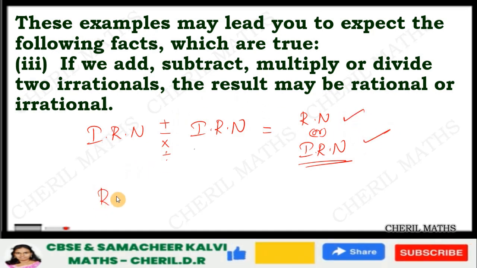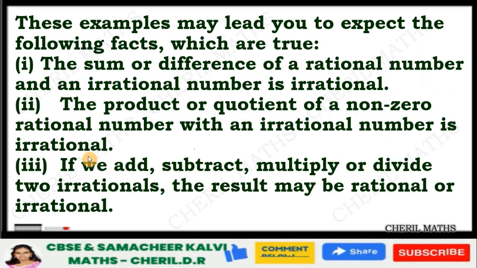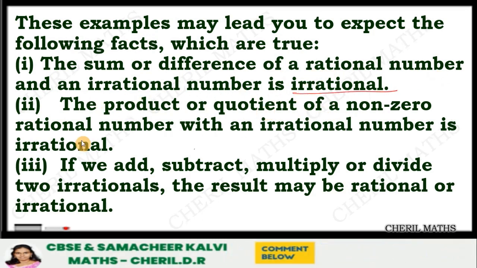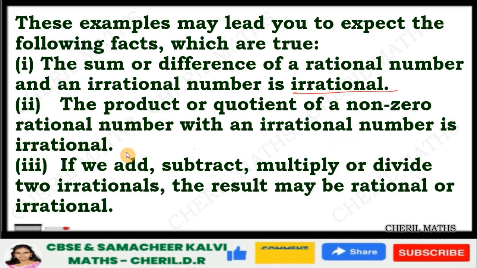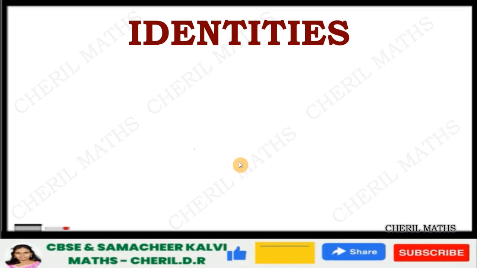So when you have the operation between two irrational numbers, it can be either of these. But when you have it between a rational number and an irrational number, the answer will always be an irrational number only. So we have all these 3 points together. The sum or difference of a rational number and an irrational number is irrational. The product or quotient of a rational with an irrational is irrational. When you add, subtract, multiply or divide two irrationals, the result may be rational or irrational. So with this, we are going to learn a few identities relating to square roots.